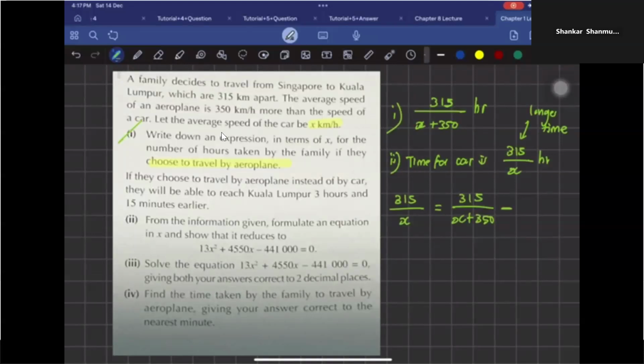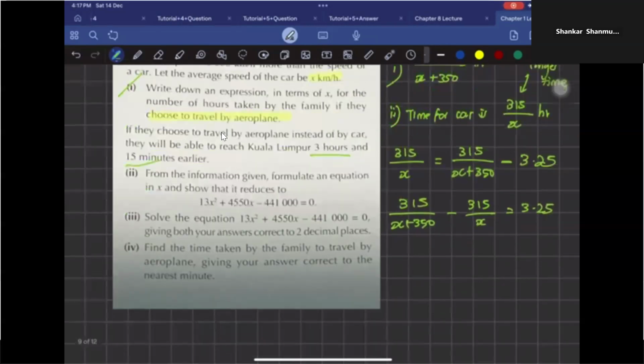So when you minus off, make sure that you convert 3 hours and 15 minutes to hours. In that case, it will be 3.25 hours. Okay, so you get this equation: 315 over x minus 315 over x plus 350 equals to 3.25. Once you get this equation, if you make it into a single fraction like what you have done earlier, eventually it will reduce to this equation. Okay, so that's how you do part 2.